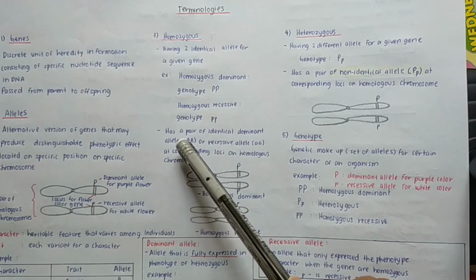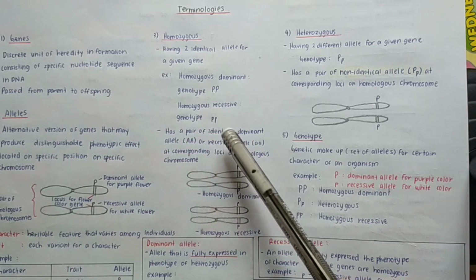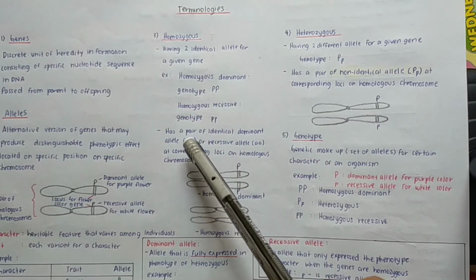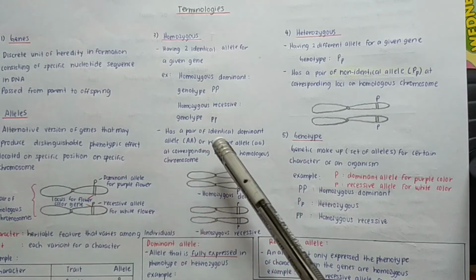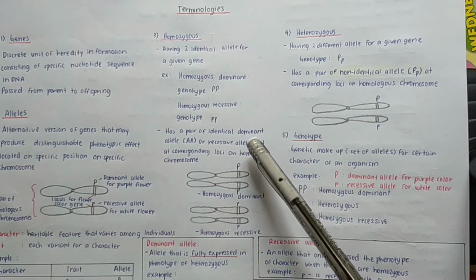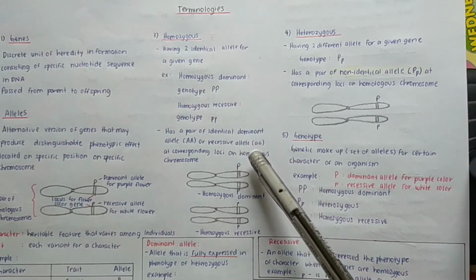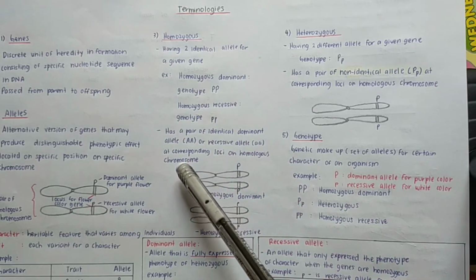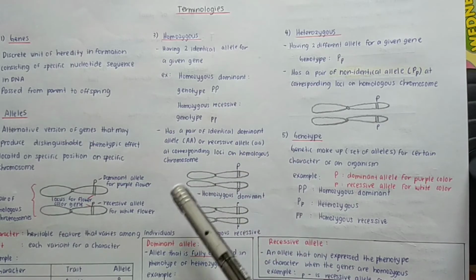And then it has a pair of identical dominant alleles. So kalau dia ada pair of identical dominant alleles, contohnya A besar, yang ni kita panggil sebagai homozygous dominant. Kalau dia ada pair of identical recessive alleles, which is A kecil, yang ni kita panggil sebagai homozygous recessive. Okay, and then this pair of alleles is at corresponding loci on homologous chromosomes.